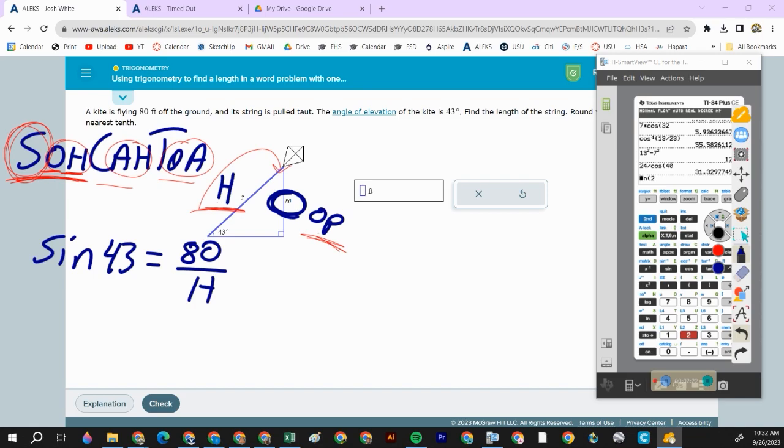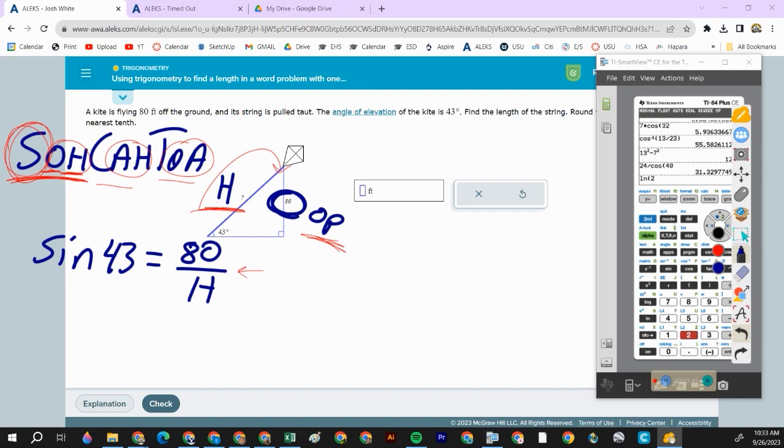Now, there are three other ratios. So we have sine, cosine, and tangent. There are three others. There's another one that has H divided by O, and H divided by A, and A divided by O. And you'll learn those later. But for now, we're just sticking with sine, cosine, and tangent. O divided by H gives me this.